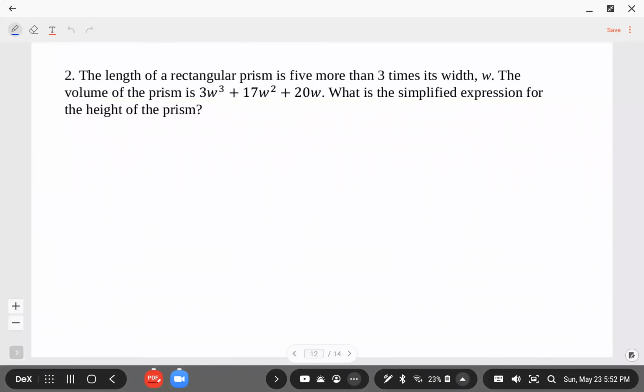Okay, what did I say? I did not say a cube. Even if it were a cube, it wouldn't be like this rectangular prism. Okay, read the problem.